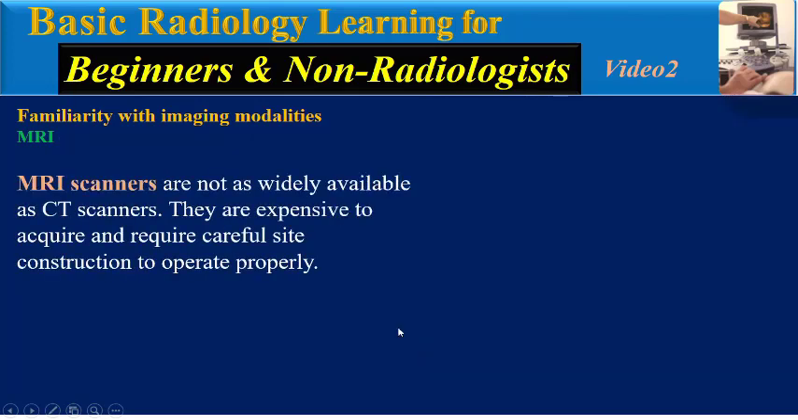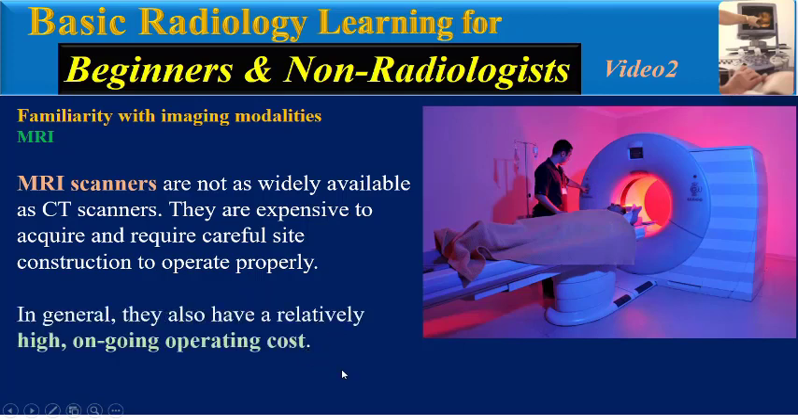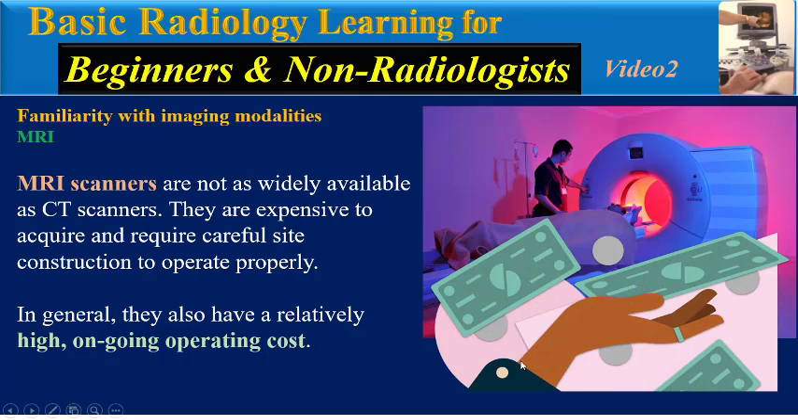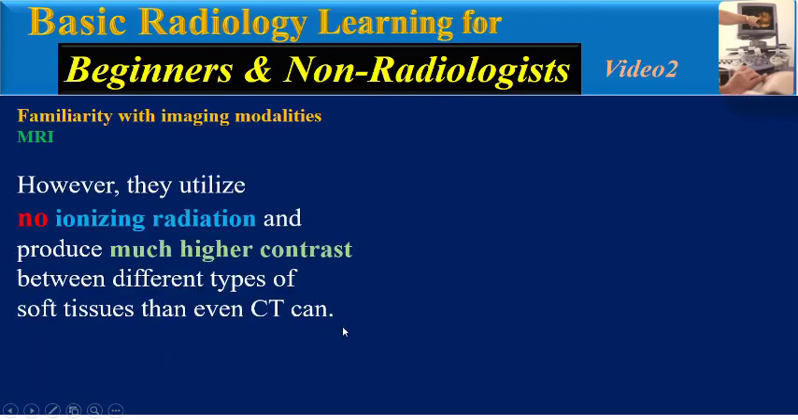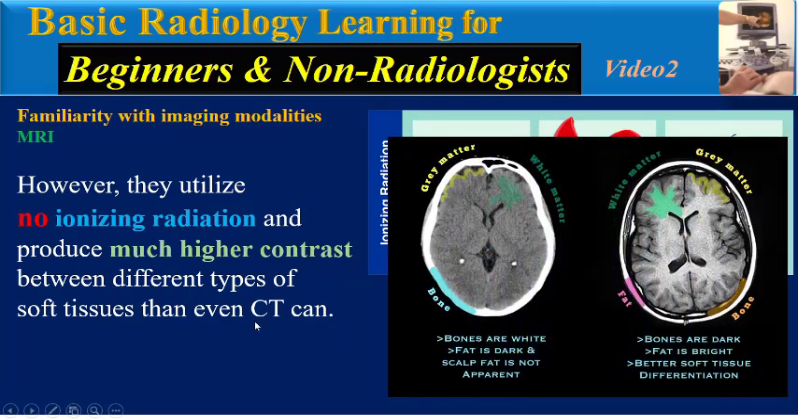MRI scanners are not as widely available as CT scanners. They are expensive to acquire and require careful site construction to operate properly. In general, they also have a relatively high ongoing operating cost. However, they utilize no ionizing radiation and produce much higher contrast between different types of soft tissues than even CT scan. As we can see in this image, brain parenchyma, and also we can easily differentiate gray matter from white matter of the brain parenchyma.